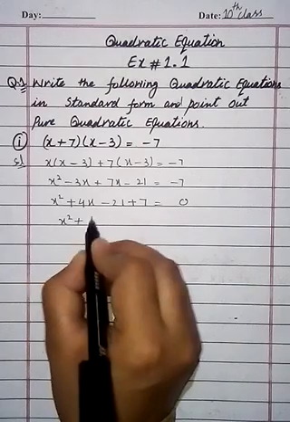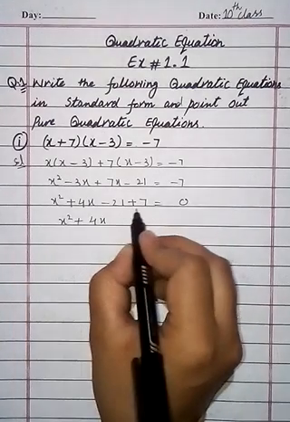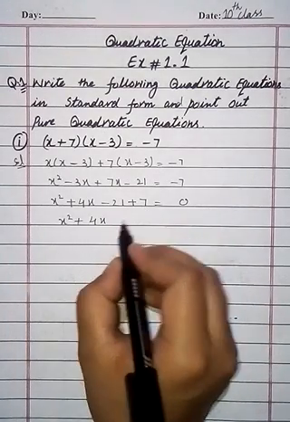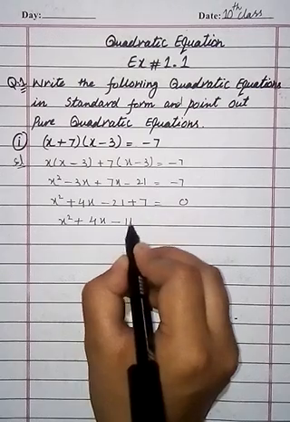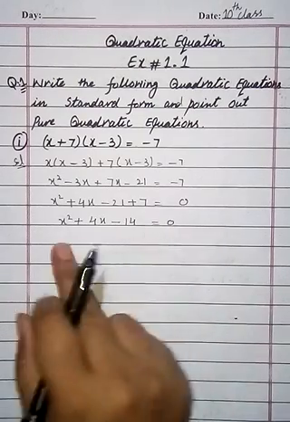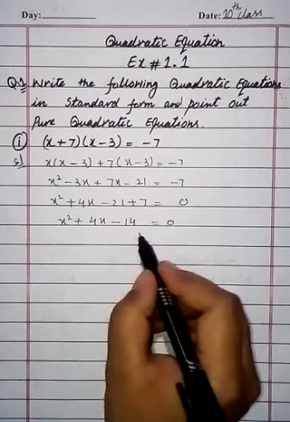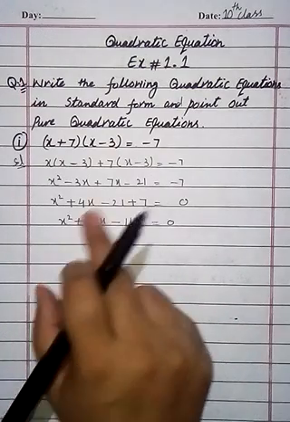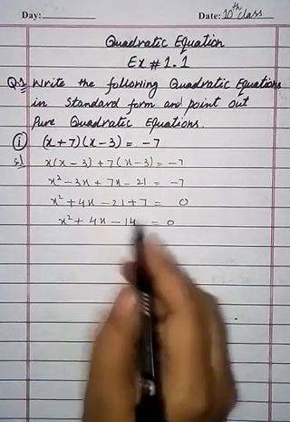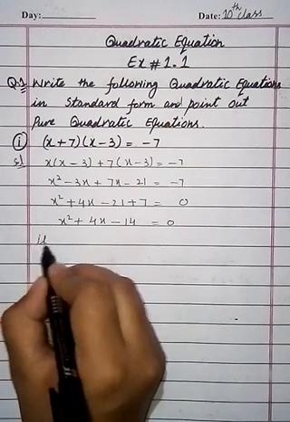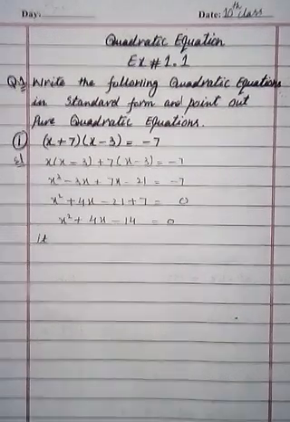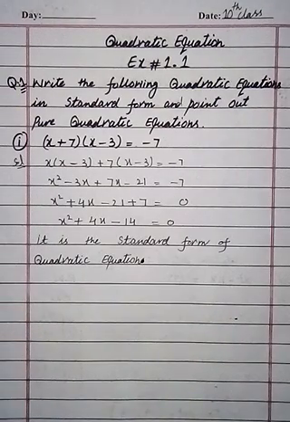Now x square plus 4x written as it is, minus 21 plus 7 will be minus 14, equals 0. Now you have converted it to the standard form of a quadratic equation. It is not a pure quadratic equation because the bx term, meaning the 4x term, is present here. It is the standard form of a quadratic equation. Now let's see, we will start part number 3.